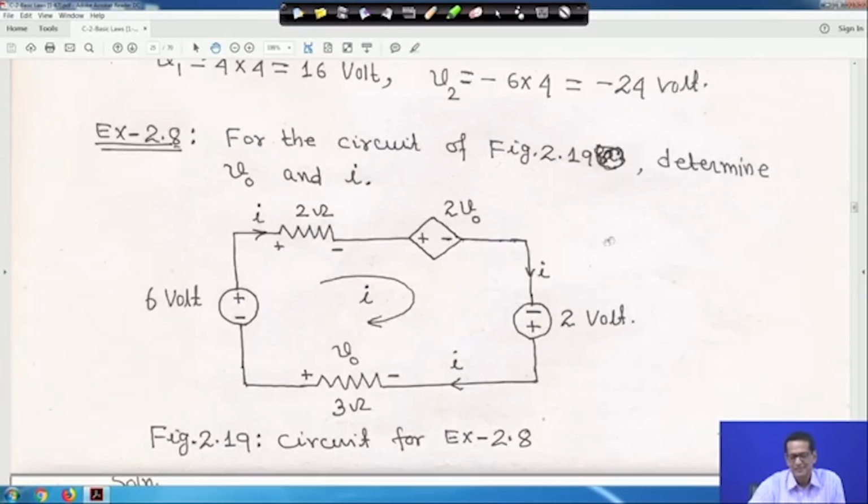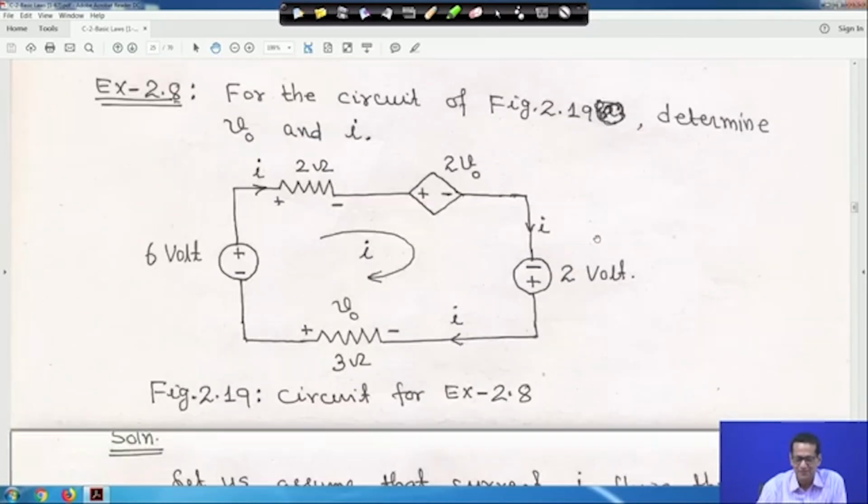So, next one we will take a dependent source. Slowly we will enter into a slightly more advanced circuit problem. That means your degree of softness will slowly decrease, and hardness will slowly increase. For the circuit of the figure, you have to determine V 0 and I 0. This is a circuit, and we are taking the clockwise direction. I told you anti-clockwise also you can take, absolutely no problem.